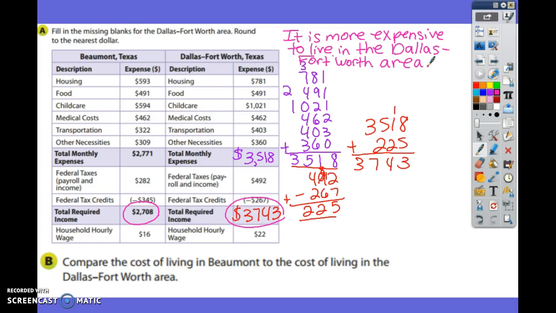So let's look at some comparisons. Let's look at housing. In Beaumont, housing is $593. In Dallas-Fort Worth, housing is $781. So housing went up. Let's look at child care. Beaumont, $594. In the Dallas-Fort Worth area, $1,021. Child care went up.